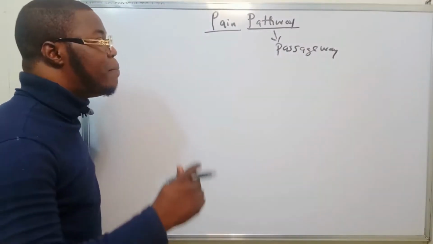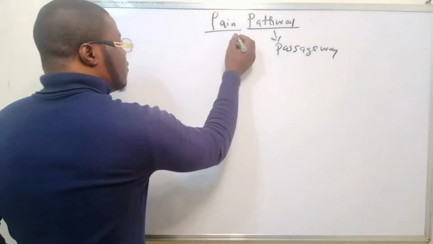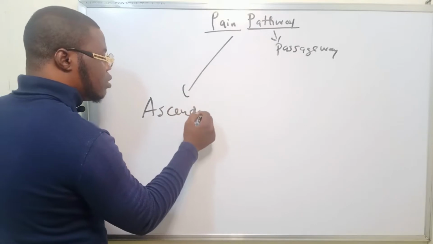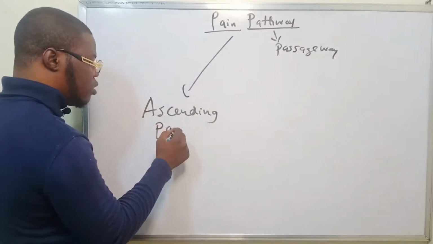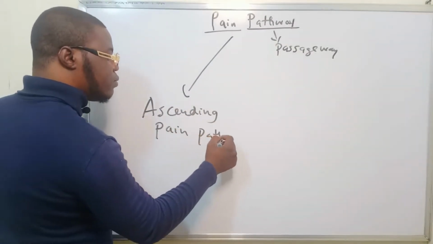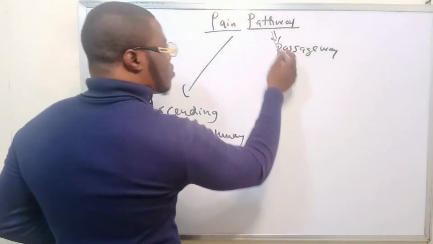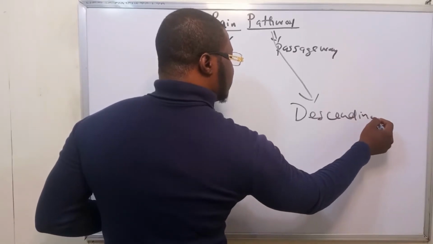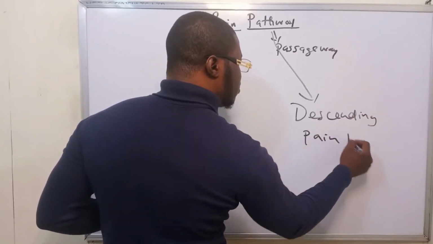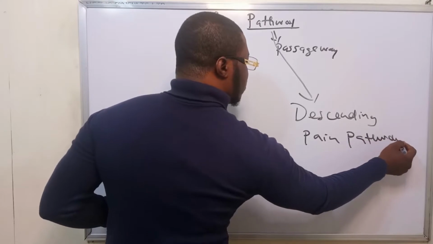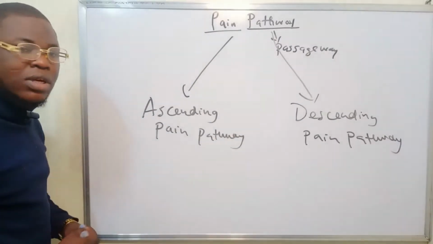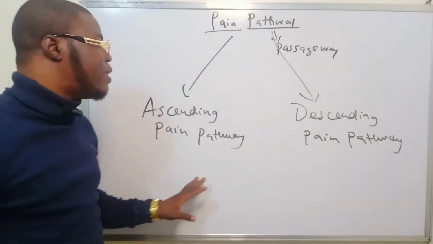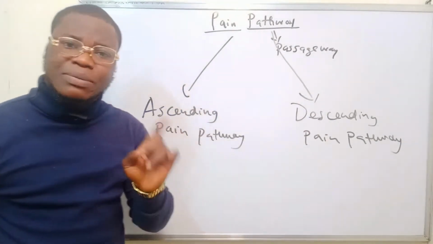Now, the pain pathway is divided into two. The first one is called the ascending pain pathway, and the second one is called the descending pain pathway. What is the meaning of that? We said the pain pathway is divided into two: the ascending pathway and the descending pathway.